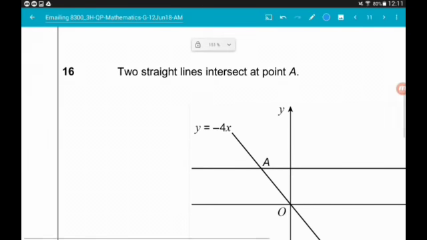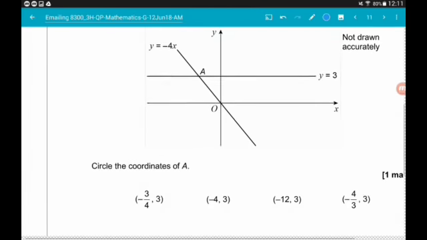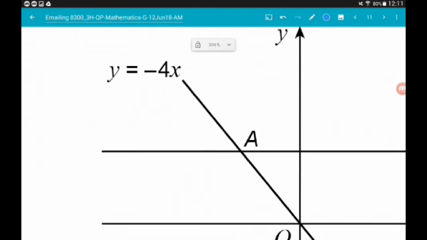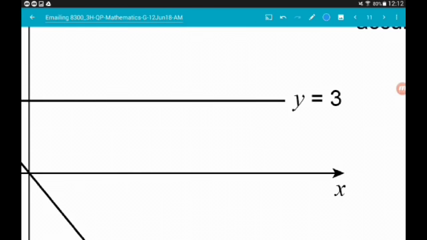Question 16. 2 straight lines intersect at point A. We want to circle the coordinates of point A. So, what do we know? We know the equation of the slanty line is y equals minus 4x. We know the equation of the horizontal line is y equals 3. So, anywhere on this horizontal line, the y value is 3.